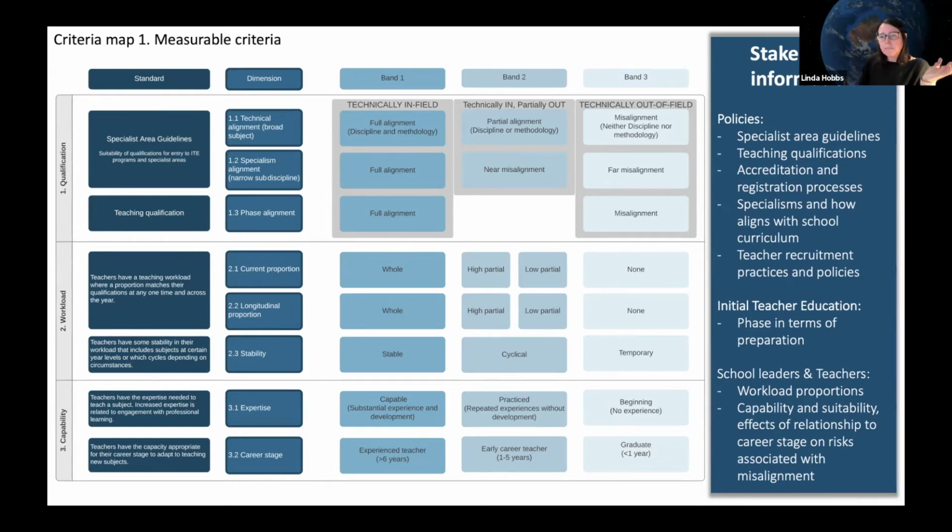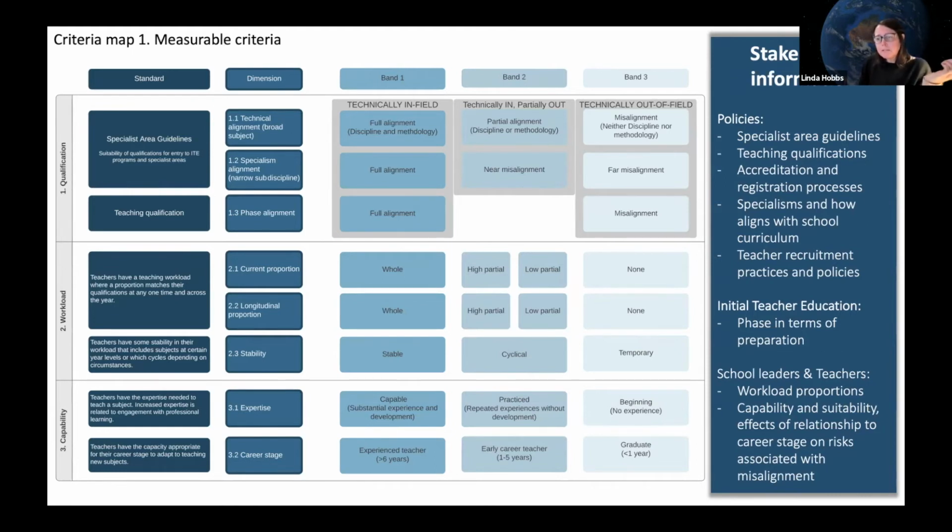So for these measurable criteria, the policies around specialist area guidelines, teaching qualifications, and accreditation and registration determine if a teacher is technically out of field or not, although there is often a difference between the regulations and what's accepted within schools. For composite subjects like science and the humanities, a teacher can feel misaligned when actually teaching in field. For example, a science teacher with a background in biology feeling out of field when teaching chemistry.